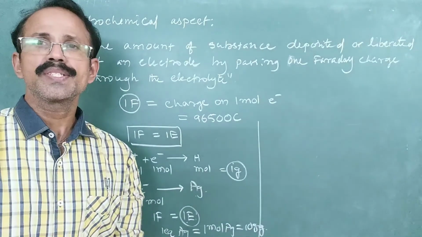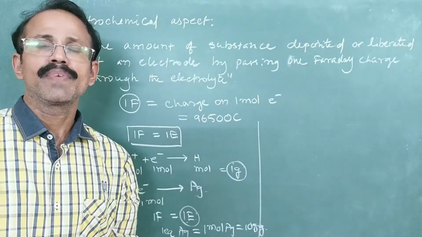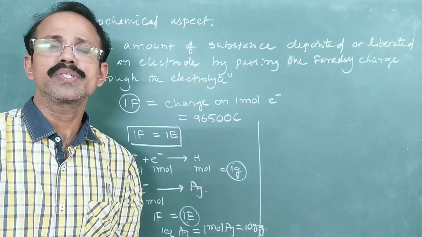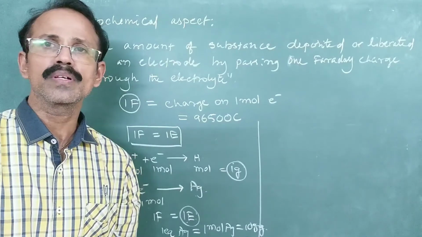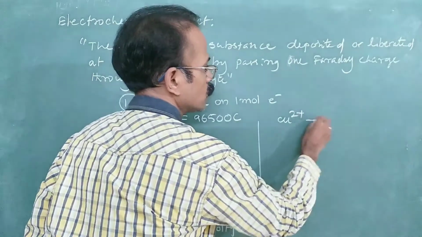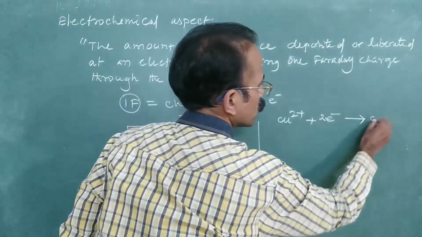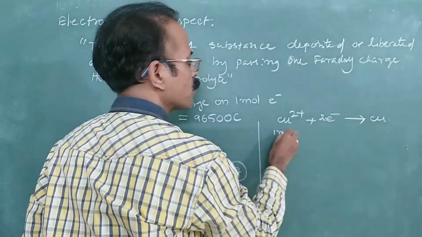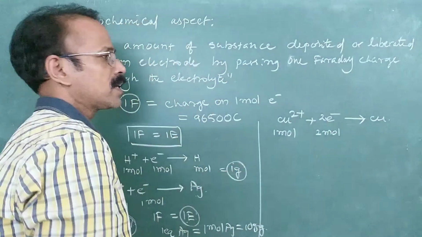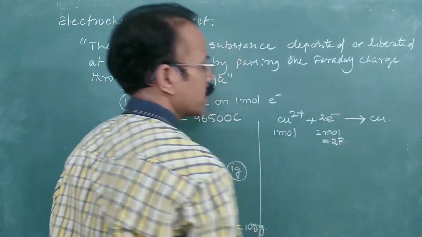Now let us consider the electrolysis of copper sulfate. When copper sulfate is electrolyzed, what happens? Copper is deposited at the cathode. Cu2+ ions will be discharged at the cathode to form copper. So a Cu2+ ion is discharged by 2 electrons, right? Or 1 mole of cupric ions are discharged by 2 moles of electrons. 1 mole of electrons has 1 Faraday charge, and 2 moles of electrons have 2 Faraday of charge.